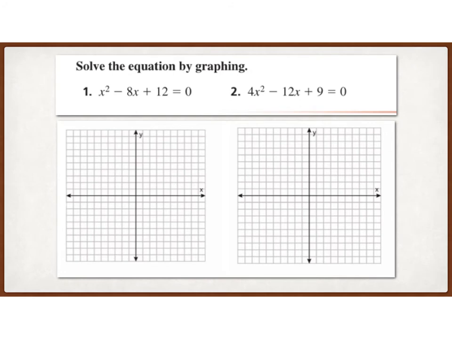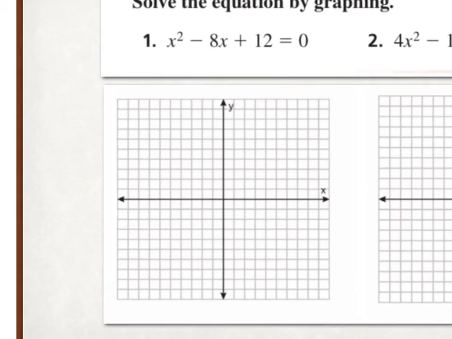All right, 2 more examples. What do we do to find our x-intercepts here? We factor. What are 2 factors of 12 that add up to negative 8?